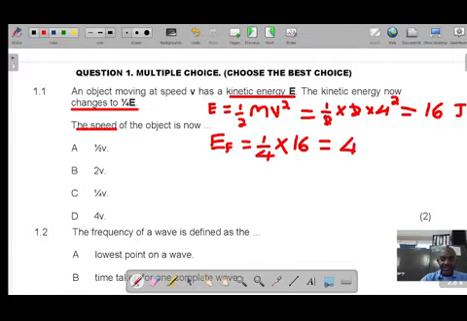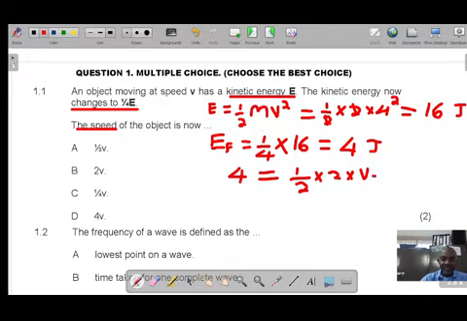Now the question is requiring us to find the new speed. Because we have the new energy, which is 4, we can get our speed. Don't forget that the mass is not changing, it's still 2. So I'm going to use a half in the formula, times the mass, which is 2, times v squared, which is the v I'm now looking for, that is v final.